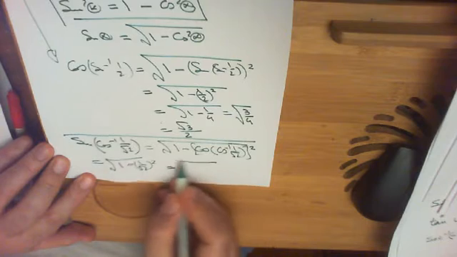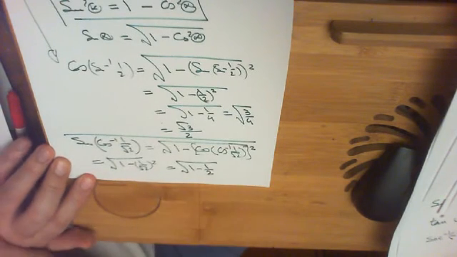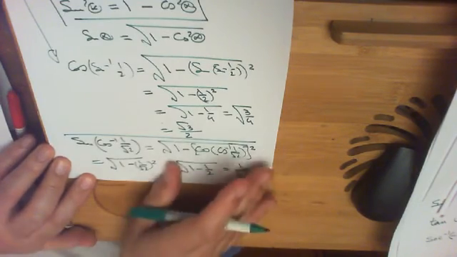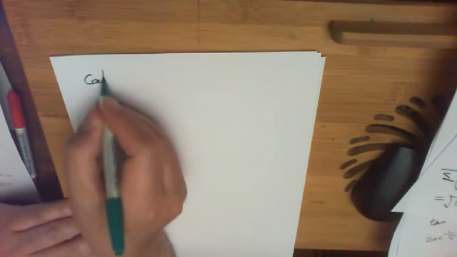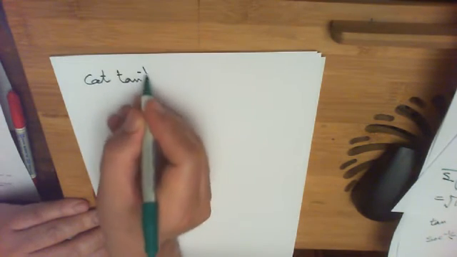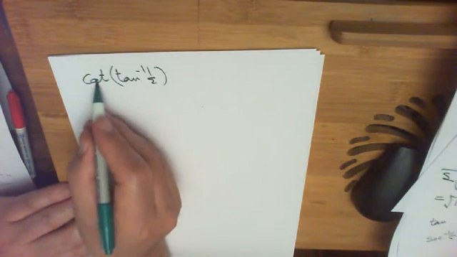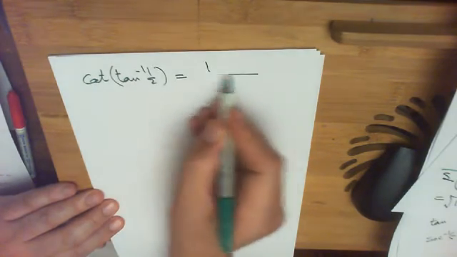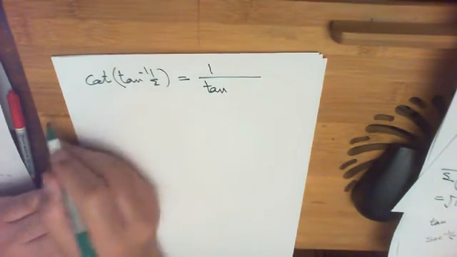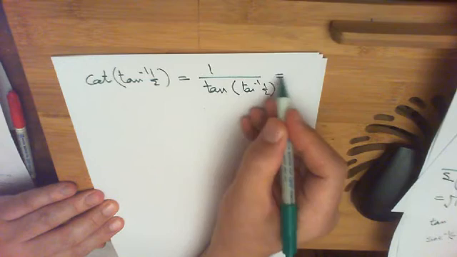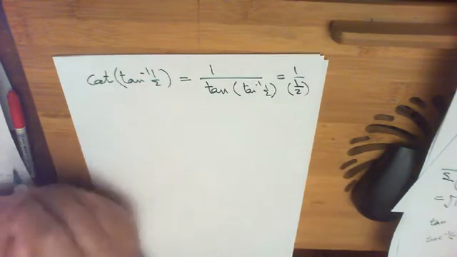Okay, so we have 1 minus 1 over 2, which is 1 over root 2. He asks us for cotan of tan minus 1 of 1/2. Very simple. I want to transform cotan to tan. Cotan is 1 over tan. So I have 1 over tan of tan minus 1 of 1/2. Tan cancels tan minus 1, so we have 1 over 1/2, which is 2.